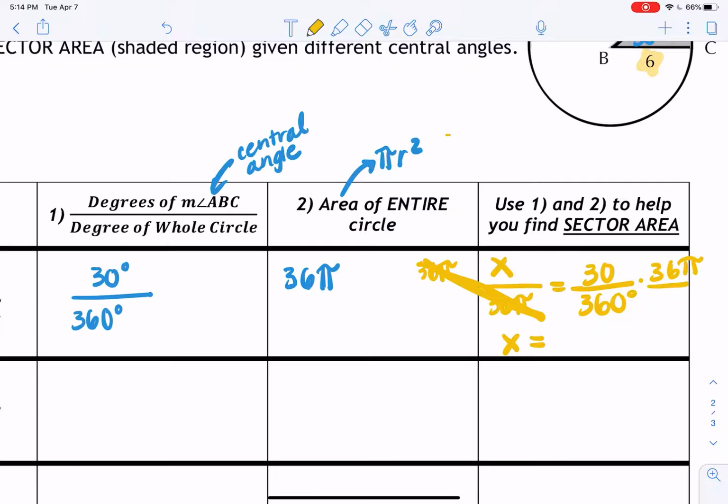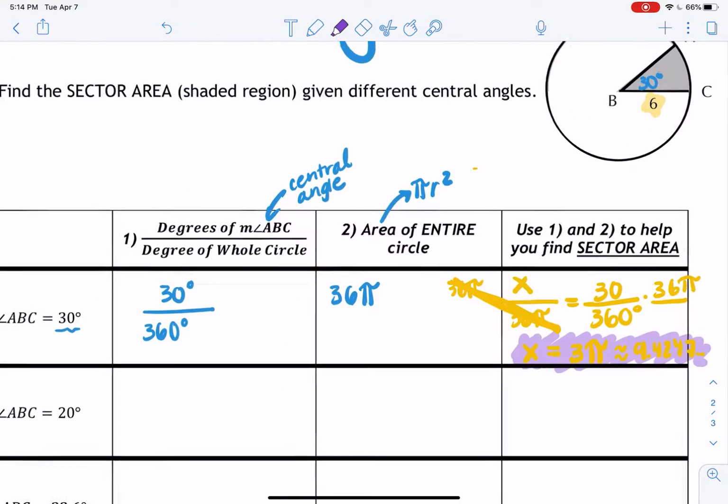30 times 36 divided by 360, and we get 3 pi, which is approximately equal to 9.4247. So that is our sector area. The area of that shaded sector is 3 pi.